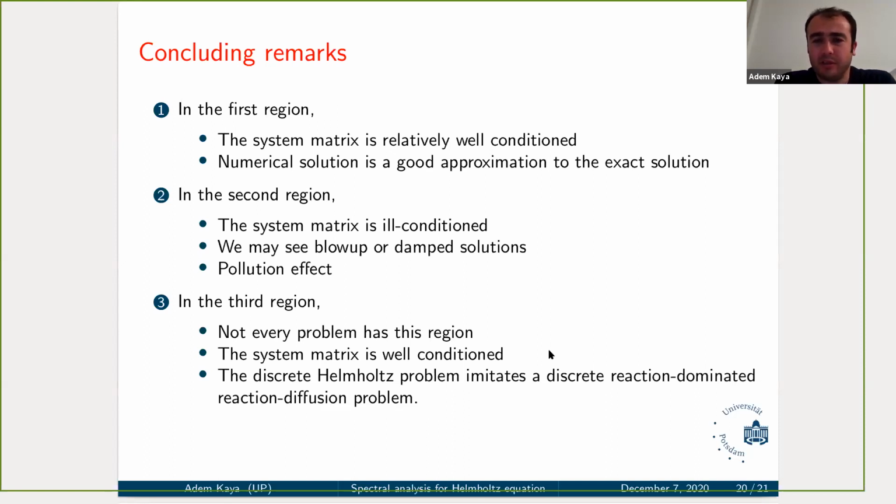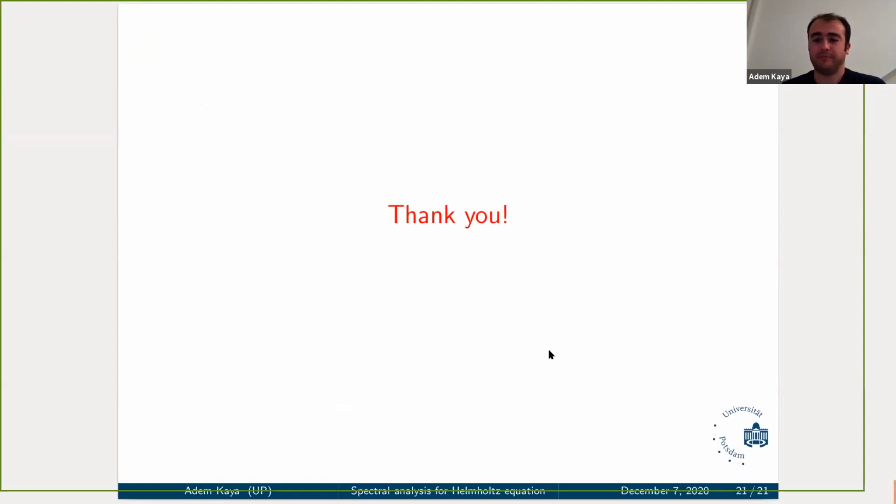And we see a similar transition between the convection diffusion and Helmholtz equations. For the convection diffusion equation, when convection dominates and a standard discretization scheme is used, we see an oscillatory solution that looks like a solution of a Helmholtz problem. And finally, I want to say that in the third region, since this solution is irrelevant to the exact solution and it imitates a reaction-dominated reaction diffusion problem, there is no need to do analysis for the pollution effect in the third region. And thank you for your attention.